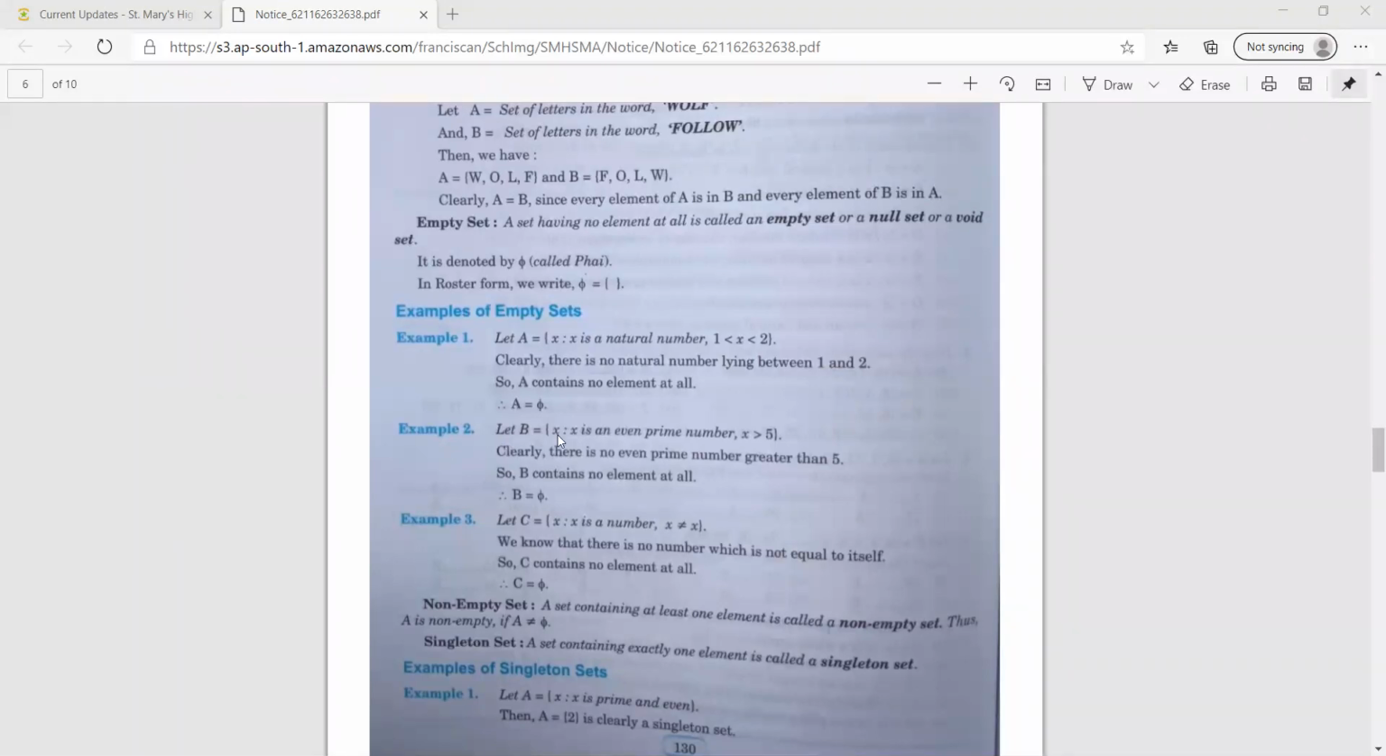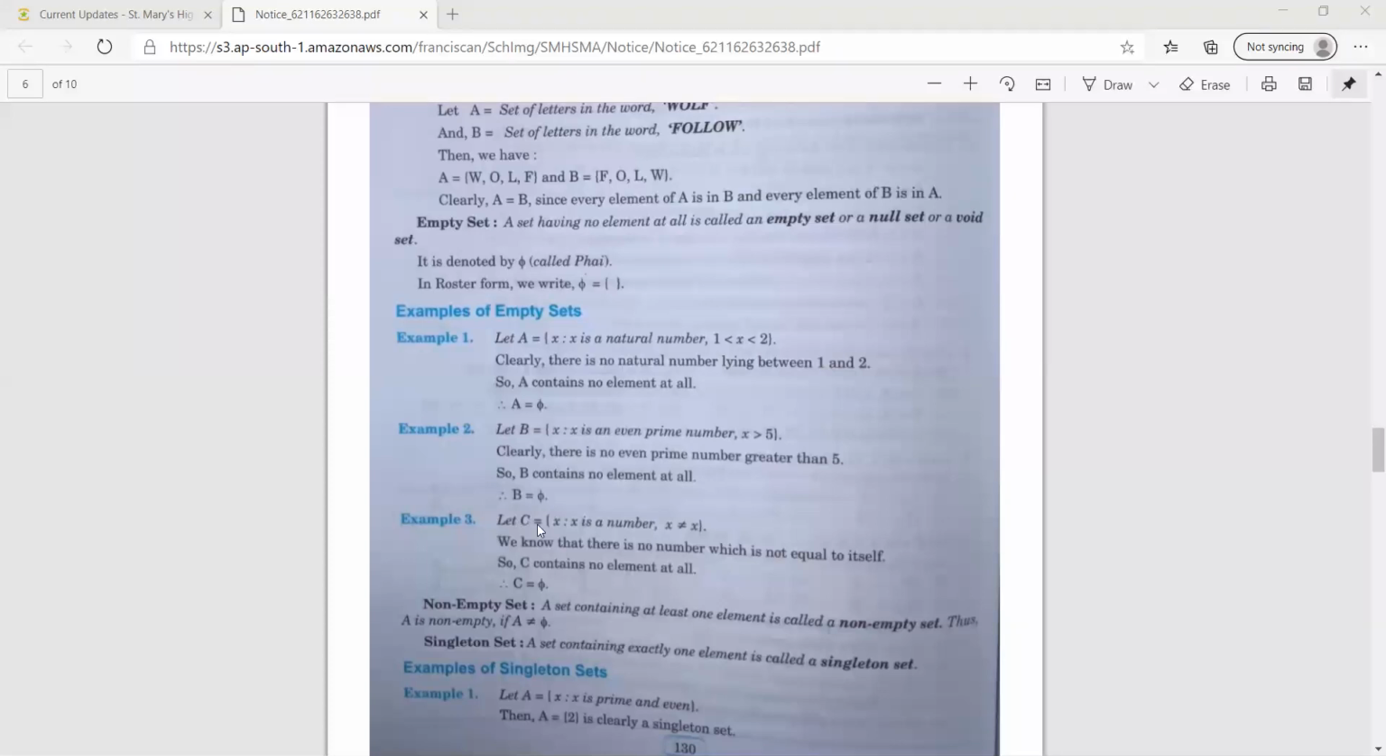Next, let B equal {x such that x is an even prime number, x is greater than 5}. So they want a prime number which is greater than 5 and it needs to be an even number. So we know that there is no such even number which is more than 5. There's only one even prime number which is 2. So B contains no element at all. Therefore, B equals an empty set.